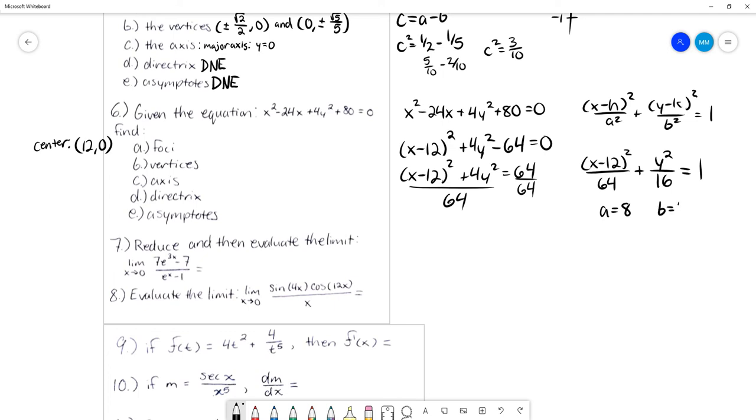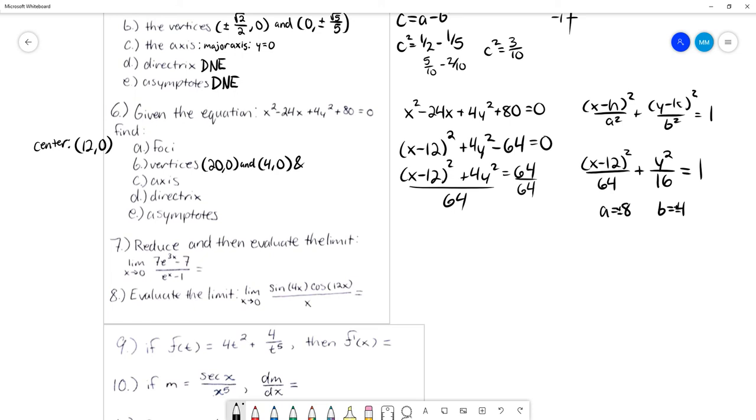My minor radius is 4, plus or minus, of course, which means now, to get my vertices, I'm going to take my major radius and add or subtract it to the center. So it's going to be 12 plus or minus 8, 0. So my vertices are 12 plus 8, that's going to be 20, 0, and of course 4, 0. That's probably all it's going to want from me, but I am going to do our minor vertices as well.